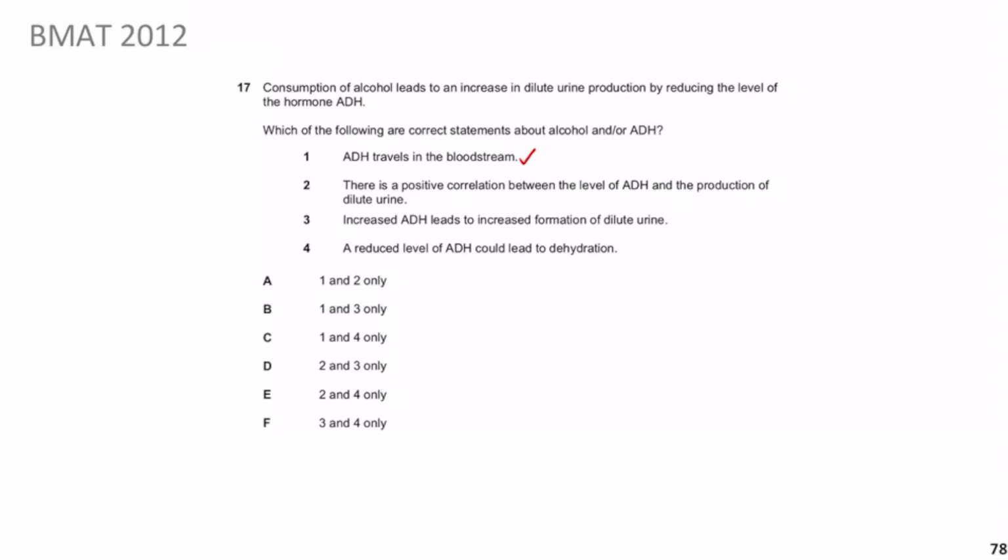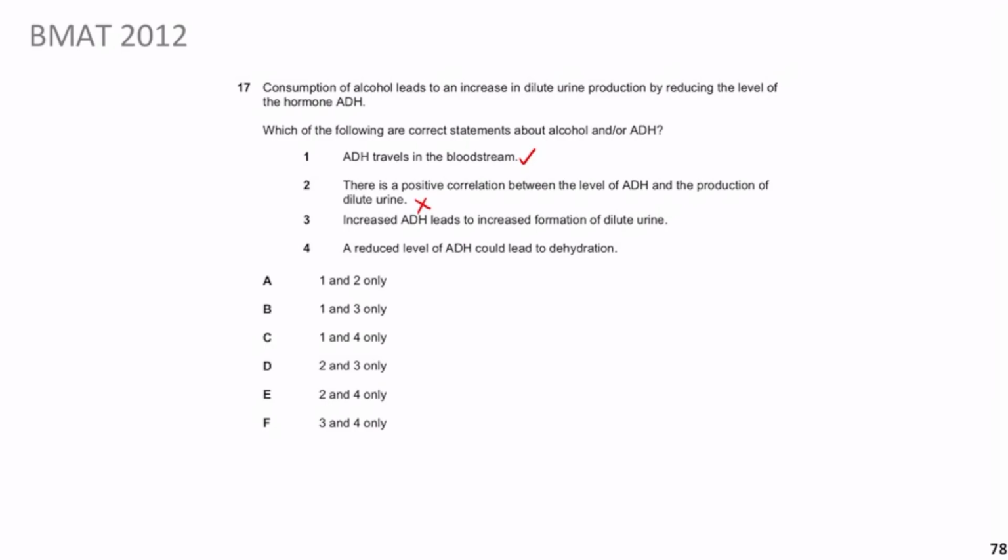And then the next one, it says there's a positive correlation between the level of ADH and the production of dilute urine. So if you have ADH, remember, guys, it's going to make holes in your collecting duct. So water is going to seep out, right? And if water seeps out, that means that your urine is going to be more concentrated. So if you have more ADH, your urine actually becomes less dilute. So this actually should be a negative correlation. So this one can't be true.